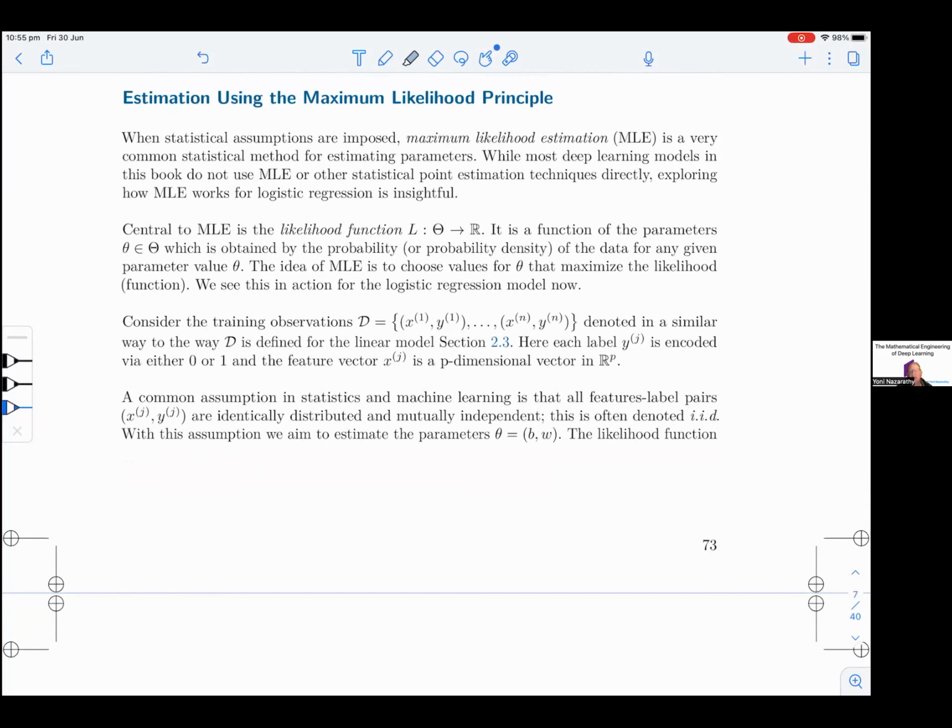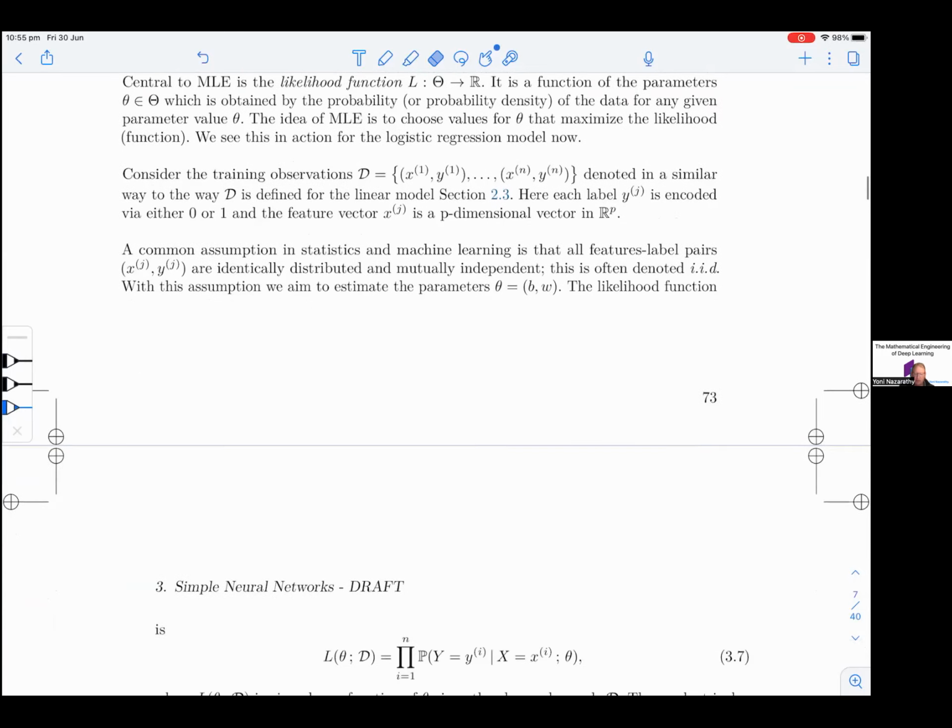Central to MLE is a likelihood function, which we denote here via L, from the parameter space theta to the reals. It is a function of the parameters theta in the parameter space, which is obtained by the probability, or often the probability density, of the data for any given parameter value theta. The idea of MLE, maximum likelihood estimation, is to choose values for theta that maximize the likelihood function. We see this in action for the logistic regression model now.